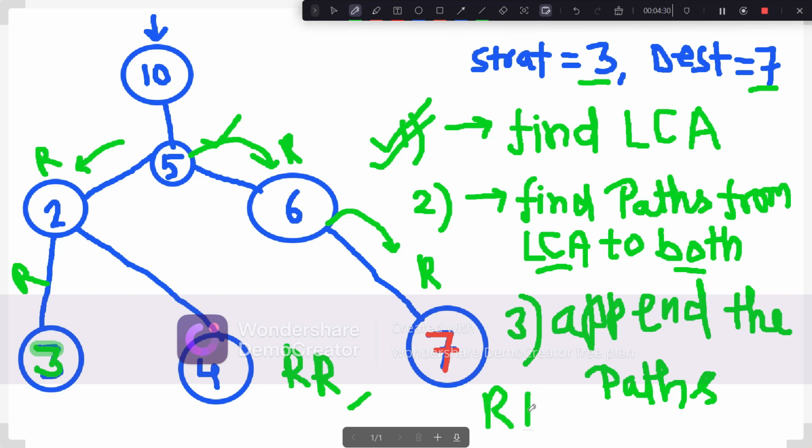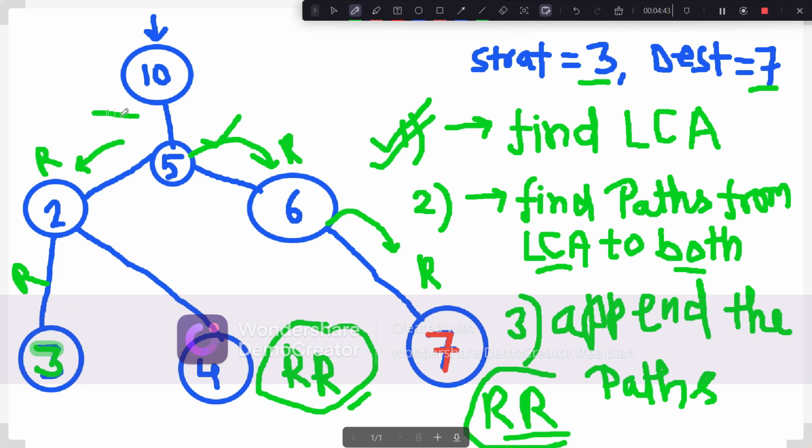Now listen here, this is the destination path, and this is our start path. But you know that this path is from the least common ancestor to the start, while actually we need the reverse path.